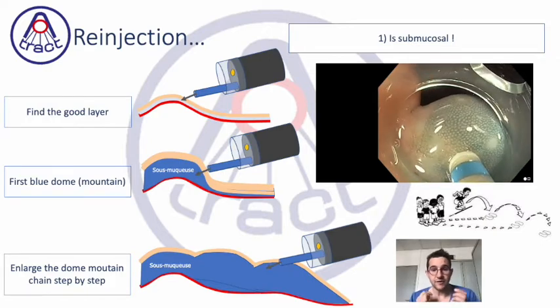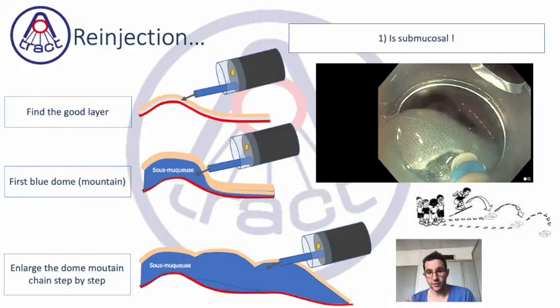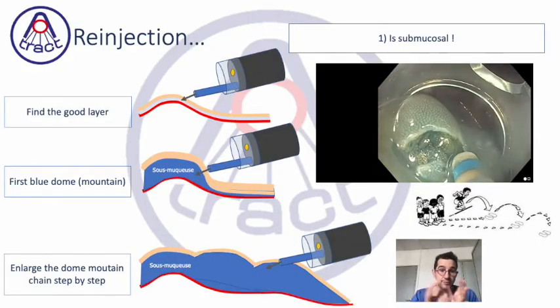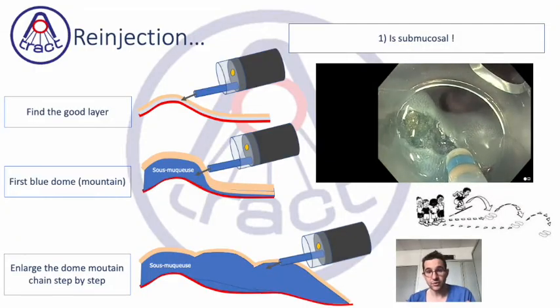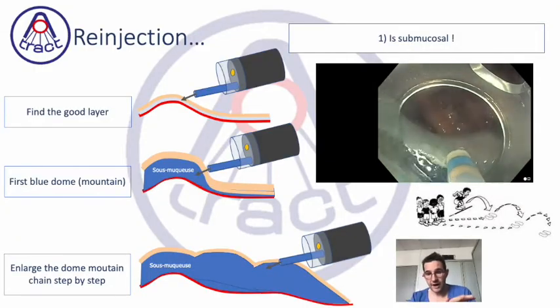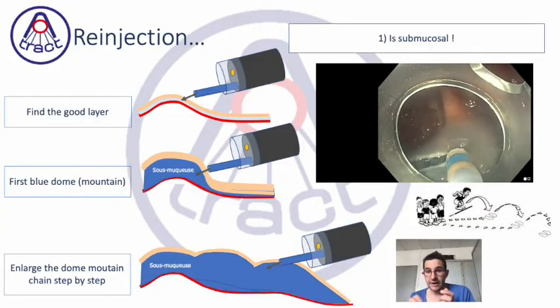So it is more effective to enlarge an area which is already injected. It's better than trying every time to re-inject in an area which is not injected. You will have a more homogeneous and a more clear elevation without hematoma.